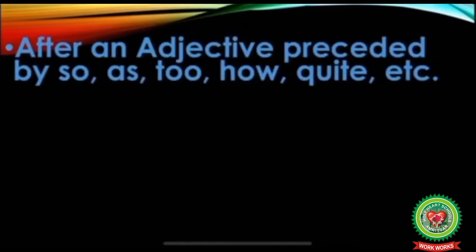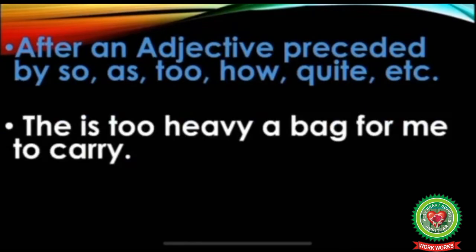Now next is after an adjective preceded by so, as, to, how, quite, etc. Now children, whenever an adjective is there in the sentence and before it these words are mentioned, then after that adjective we will be using article an or a. This is too heavy. See, the adjective is heavy and before it the word too is mentioned, so we will be using the article after the adjective. So a bag. This is too heavy a bag for me to carry.